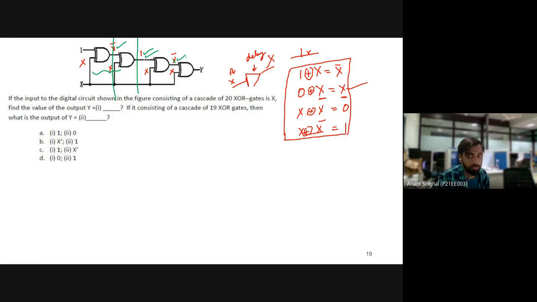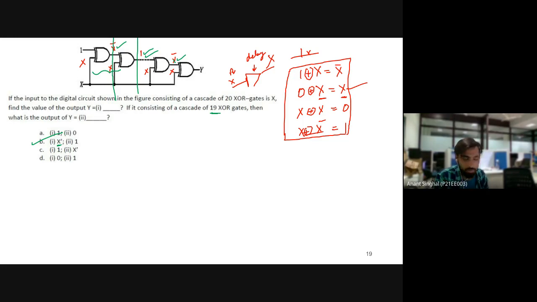So this will be x bar. The question is, what if x consists of an odd number of gates? For an odd number of gates, it is giving x bar, and for an even number of gates, it is giving 1. So the correct answer to this question is option B.